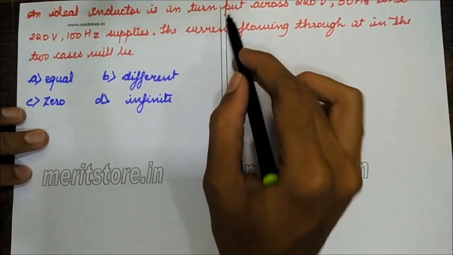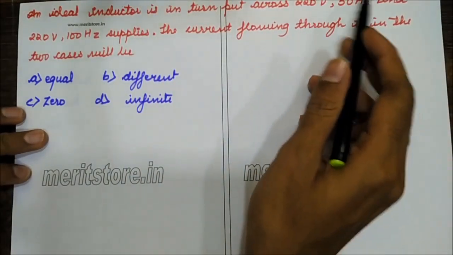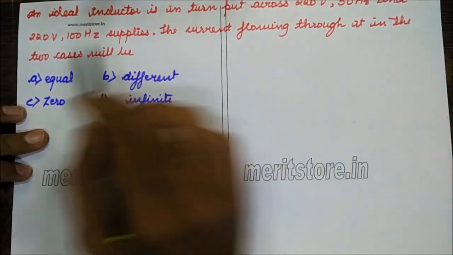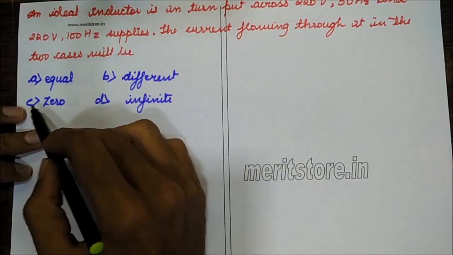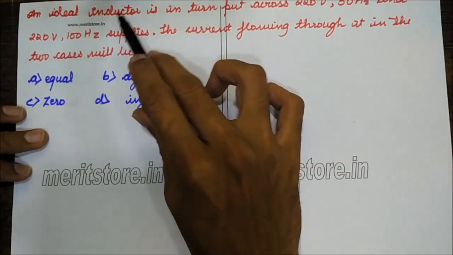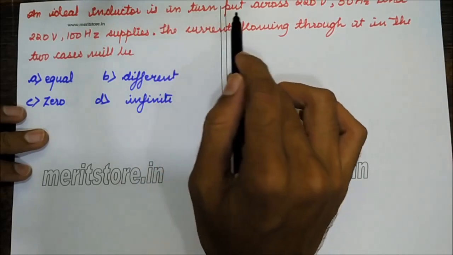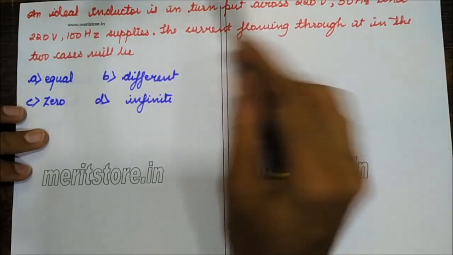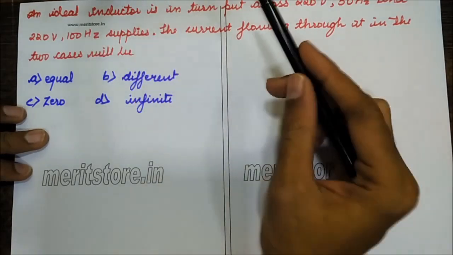An ideal inductor is in turn put across 220 volts 50 Hz and 220 volts 100 Hz supplies. The current flowing in it in the two cases will be equal, different, 0 or infinity. So we have an ideal inductor which is in turn across a 220 volt, 50 Hz frequency supply and a 220 volts, 100 Hz frequency supply.